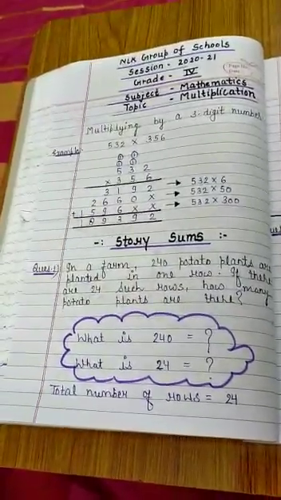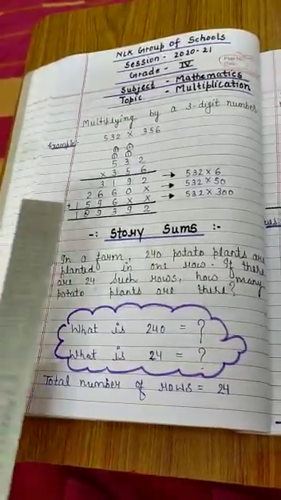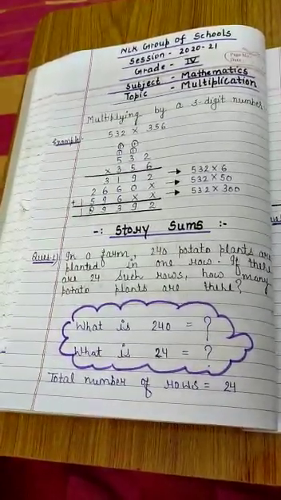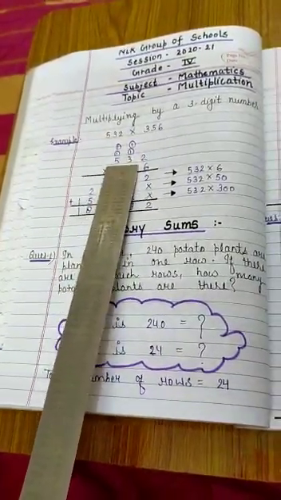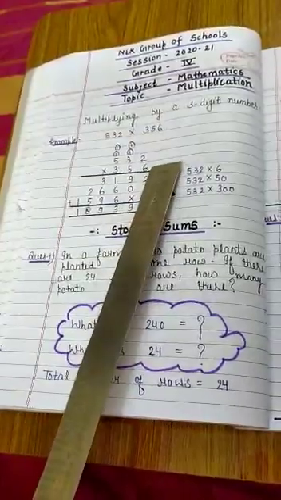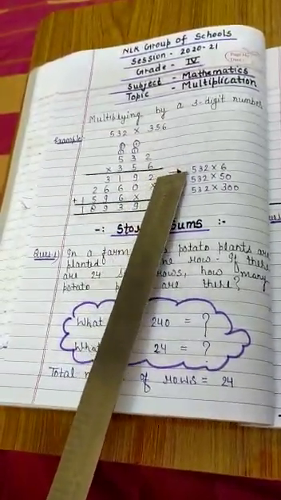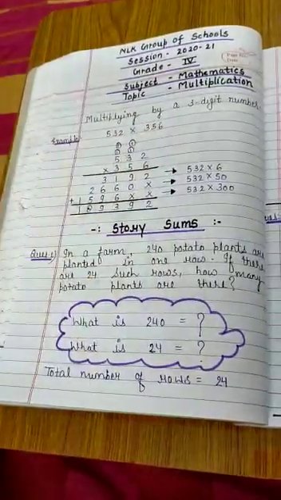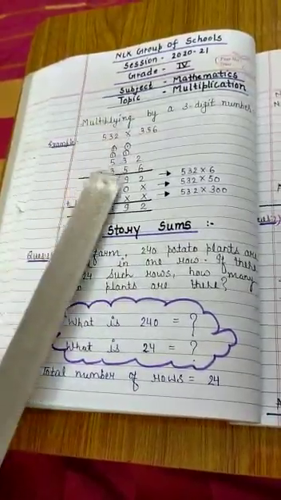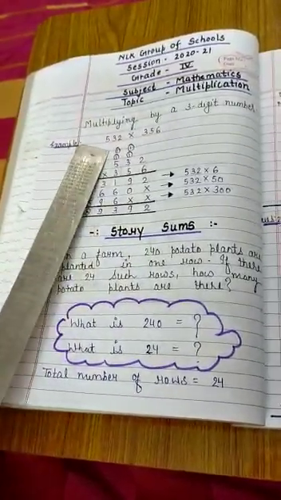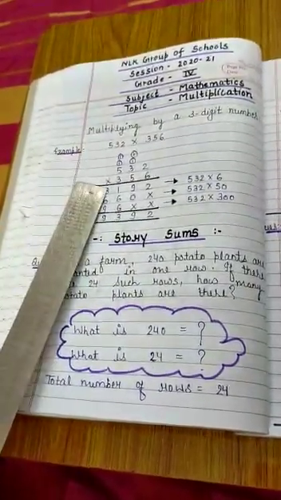For this, we will divide the whole process into 3 or 4 steps. Let's start with step number 1. We will multiply 532 by the ones digit of the multiplier, that is 6. 6 2s are 12, write 2 and carry over 1. Now 6 3s are 18 plus 1, 19. Write 9 and carry over 1. Now 6 5s are 30 and 30 plus 1, 31.